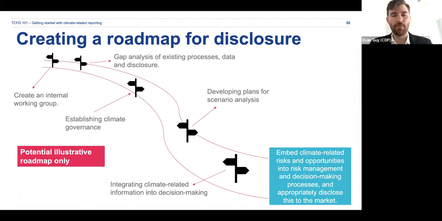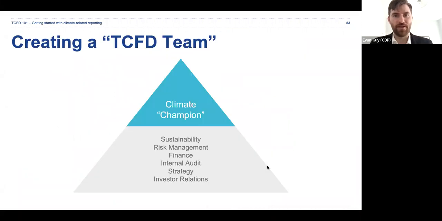Once you identify those gaps, you can move through a process of capacity building and integrating climate-related information into your operations, and finally, also your strategy for managing climate-related risks and opportunities. In going through this process, you will quickly come to see that TCFD reporting is a whole-of-organization exercise. In order to get a holistic picture of these climate-related risks, opportunities, and the impacts they could bring on your company, you should consider forming an internal working group to help understand the issue.